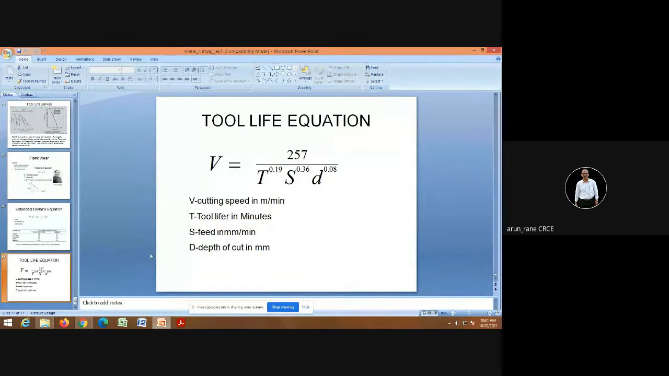If the machine is rigid, then it will cut properly. This is the tool life equation suggested by Taylor. It gives you the correct or ideal cutting speed. What should be the cutting speed? The cutting speed is a function of tool life, feed and depth of cut, and it is inversely proportional. So if the cutting speed is high, like 300 or 500 meters per minute, then obviously your tool life is going to be less. Your feed has to be less, and your depth of cut has to be less for a higher cutting speed.